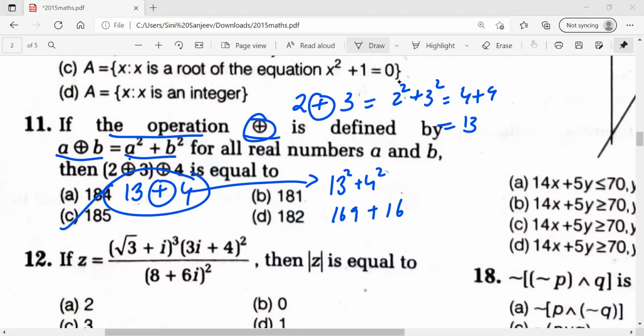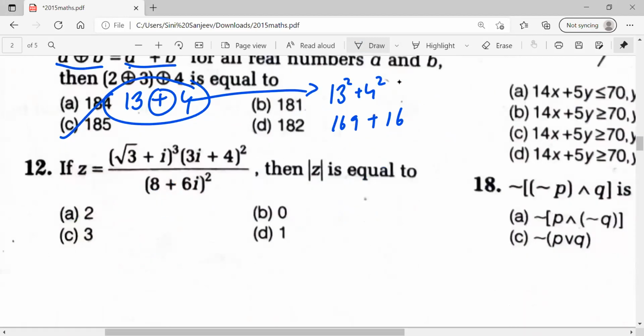Let's go to the 12th question now. If z is equal to (root 3 plus i) the whole cube, correct? This is a very easy question to do. Then what is mod of z? Better I will do this question so that it will be useful for everyone. The 12th question.